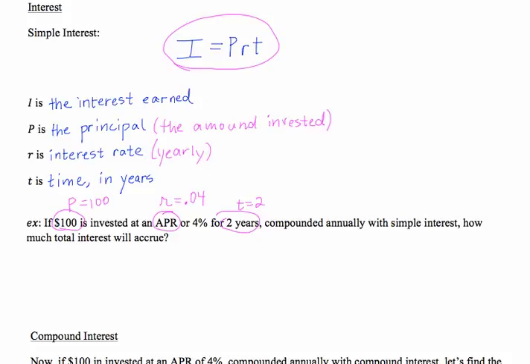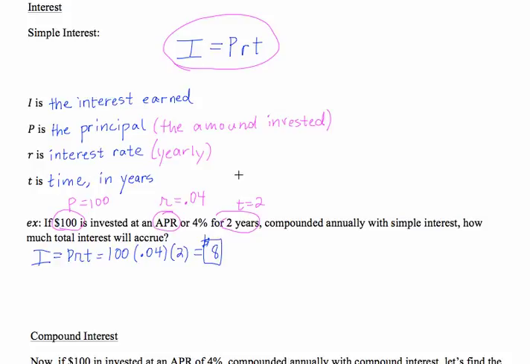So the total interest accrued is I equals PRT. That's your principal, which is 100, times your interest rate, which is 0.04, times the number of years, which is 2, and then you just enter that in a calculator. So 100 times 0.04 times 2 is going to give you 8. So your total interest accrued would be $8.